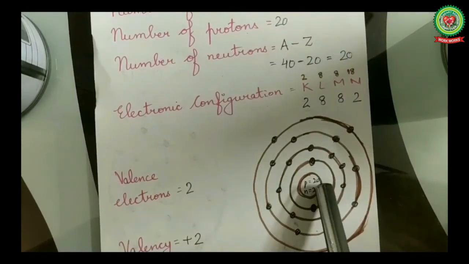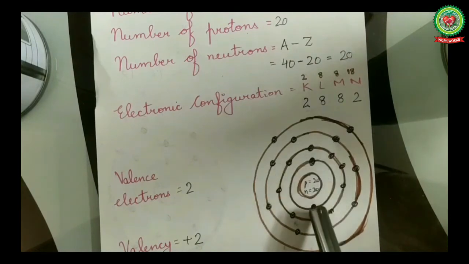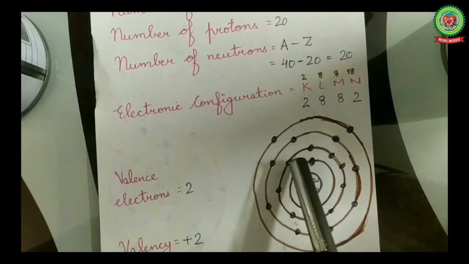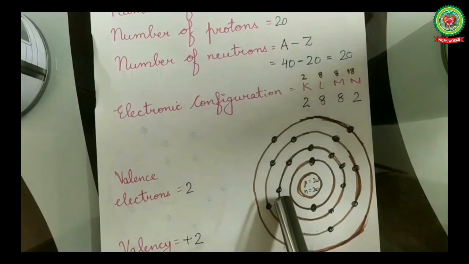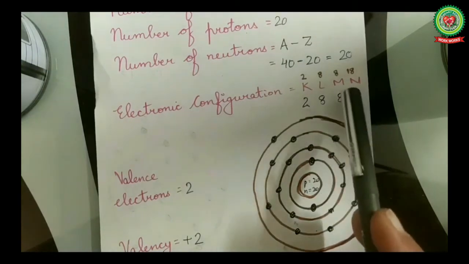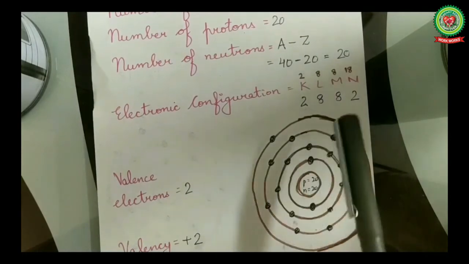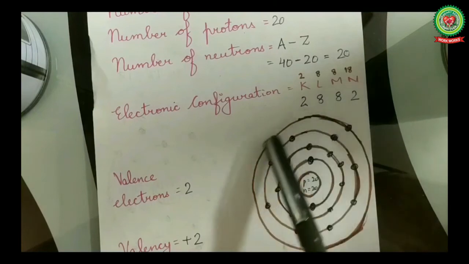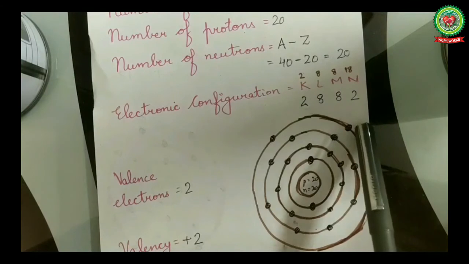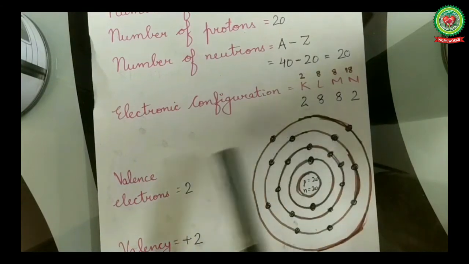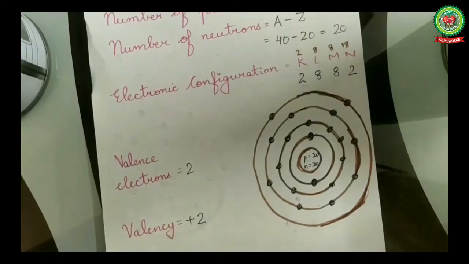Nucleus, proton number 20, neutron number is 20. In K shell, 2 electrons. In L shell, 1, 2, 3, 4, 5, 6, 7, 8 electrons you will be drawing. Then in M shell, 1, 2, 3, 4, 5, 6, 7, 8 electrons. And in N shell, which is the last shell, you will be adding 2 electrons. As there are 2 electrons in the outermost shell, valence electrons becomes 2 and its valency becomes +2.